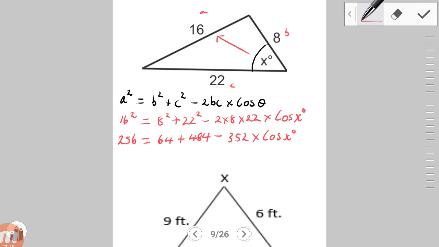Now we're going to go right ahead and simplify a little bit more. So that's 256. That's equal to 64 plus 484. So what we're looking at here is 368. And then we have 352 multiplied by the cosine of x degrees.